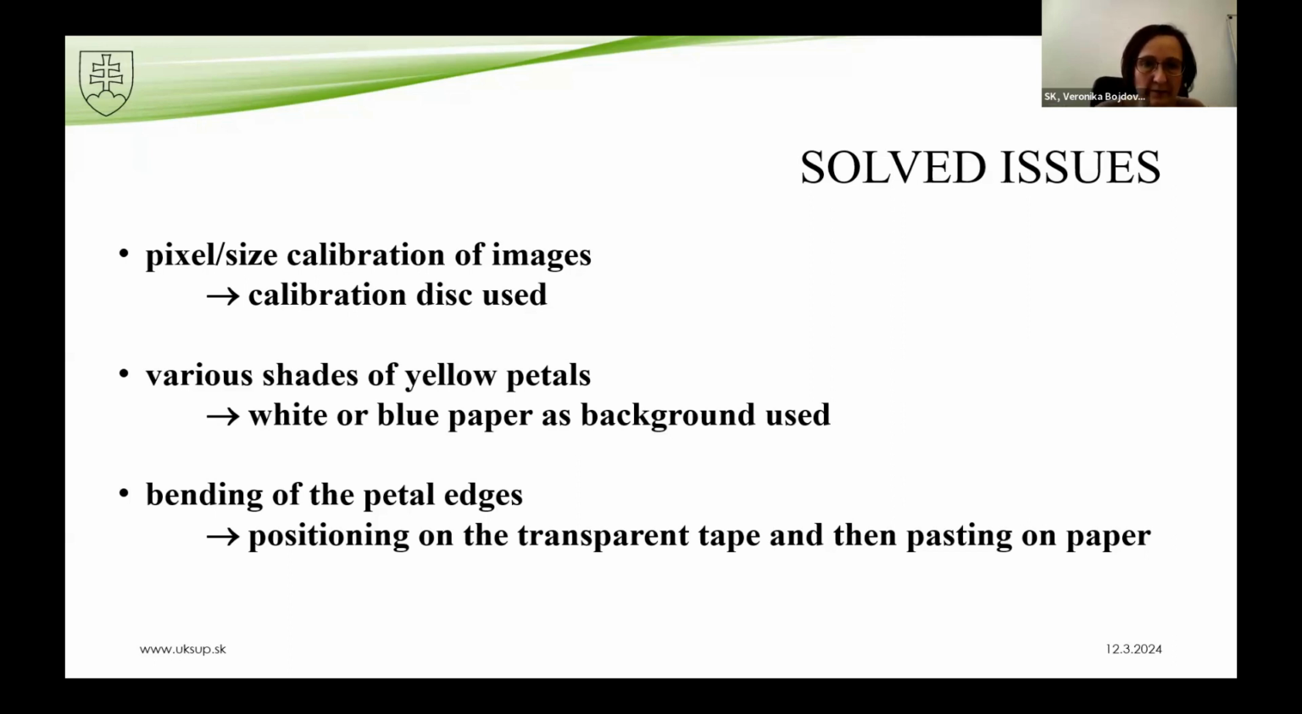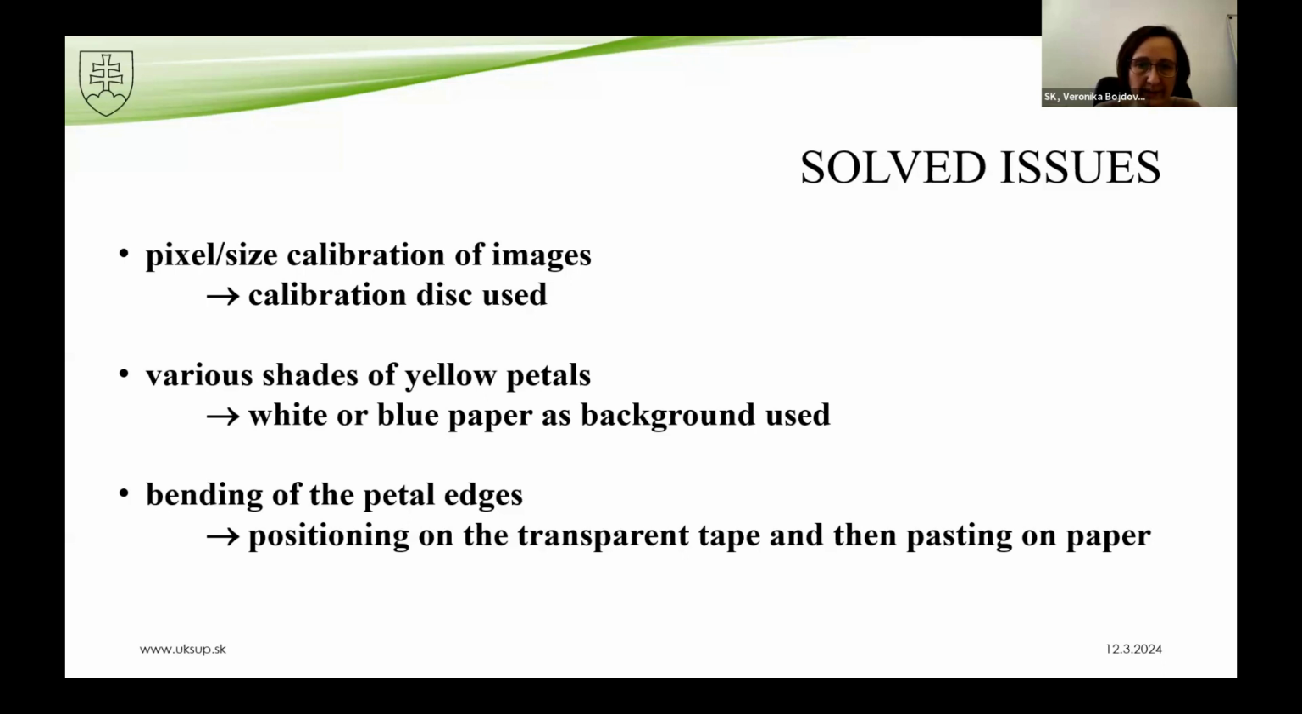When scanning the petals, there were problems with the positioning of the petals. They are very small, and these petals often moved from their positions. Petals wilted quickly and their edges were bent. To improve the quality of scanned images, we started to position the petals on transparent thin tape first, and then pass them onto a sheet of paper. This way, we can prepare the sheets with petals at the flowering time and scan them afterwards in a few days.